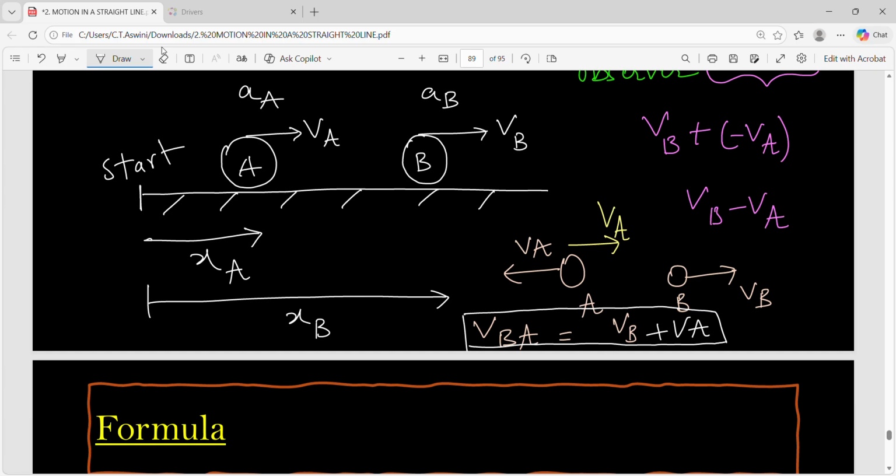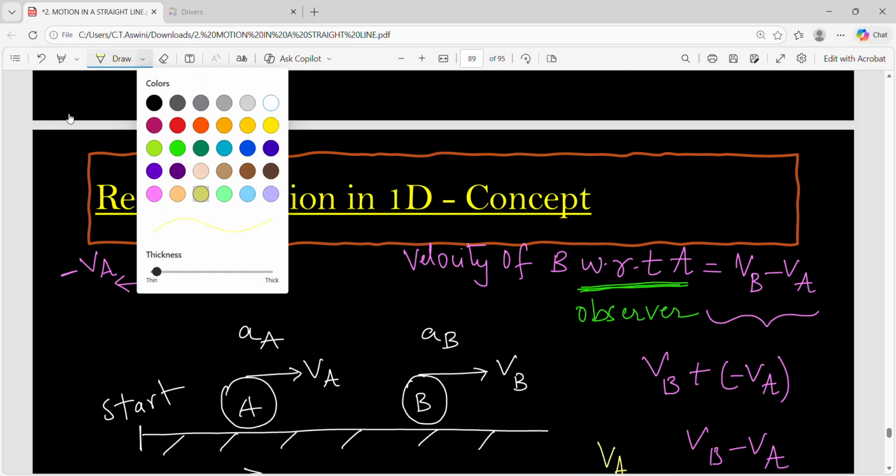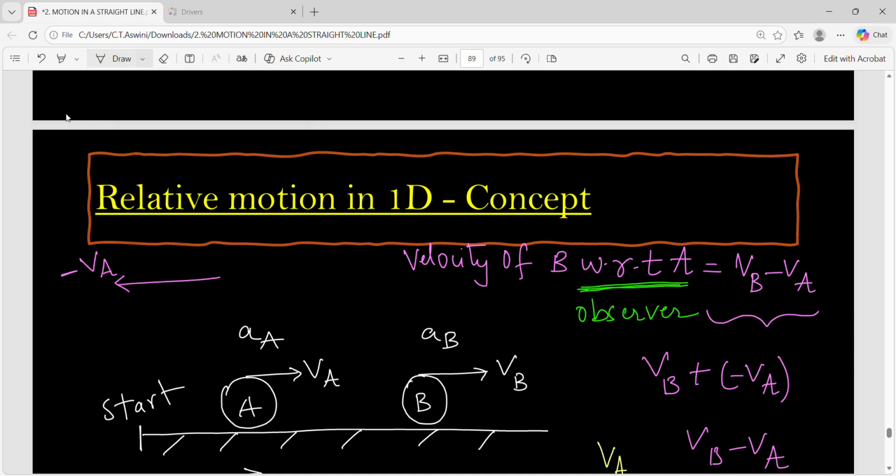Have you understood this? Most people also say it like this: if objects are in opposite directions, we have to add them. If they are in the same direction, you take the difference of them. That is also fine. But my suggestion is, remember, the observer's direction must be reversed and then it should be added, because this kind of concept will help you in solving 2D problems. Clear, everyone? So very simple.